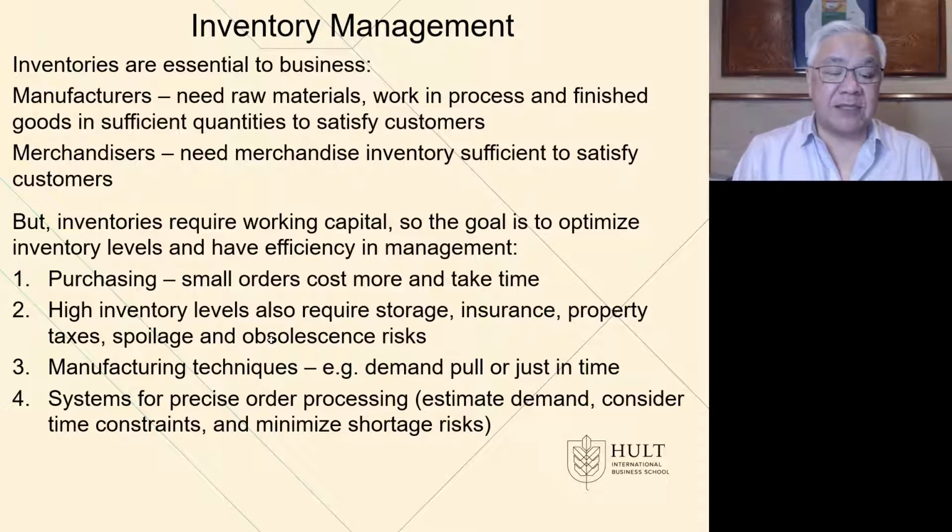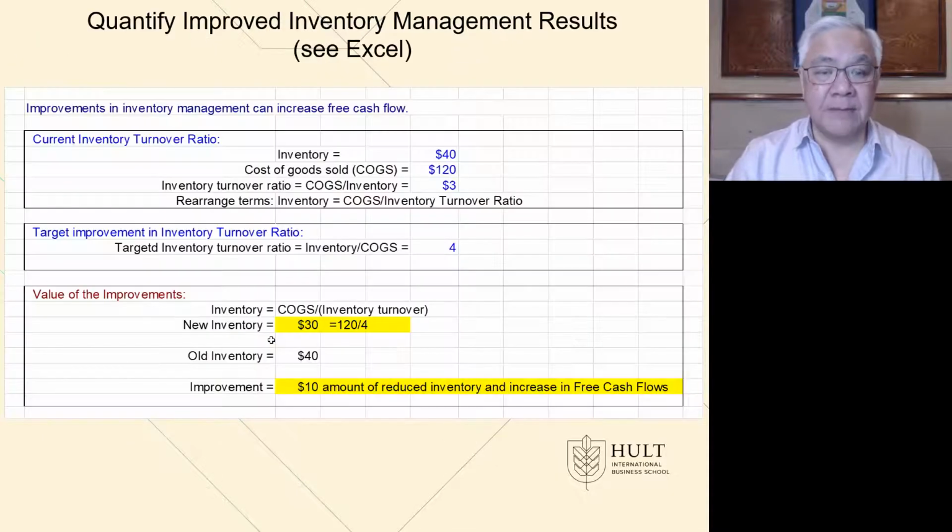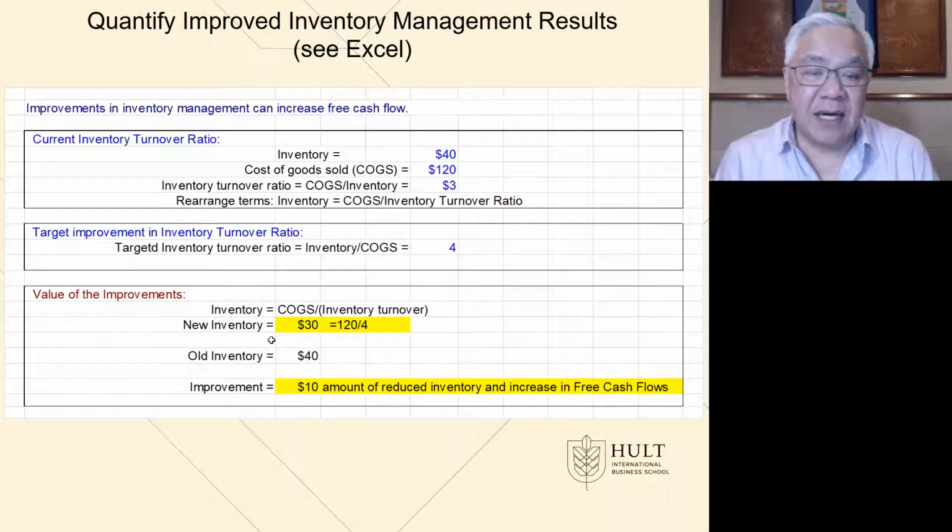And we have systems that can work with precise order processing. And these relate to how do we estimate demand in order to estimate production needs? How do we look at time constraints and shortage so that we will then manufacture efficiently without putting our company at risk?